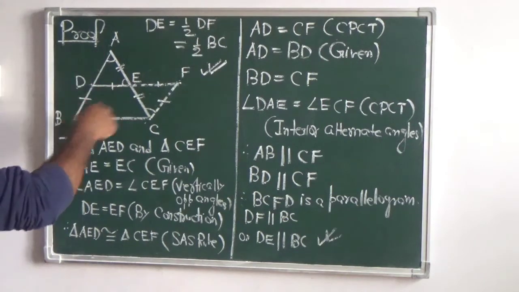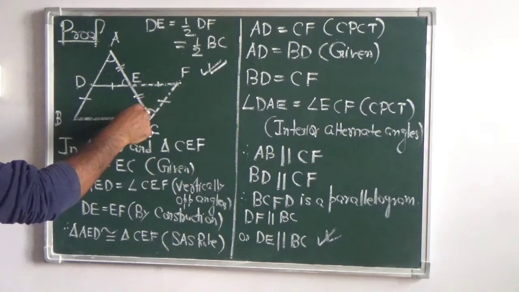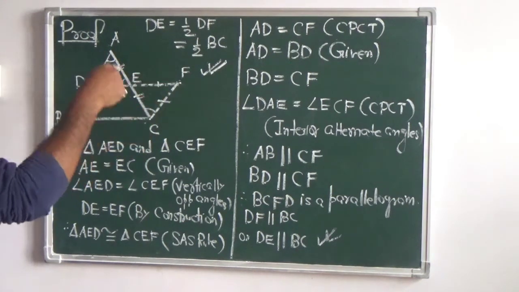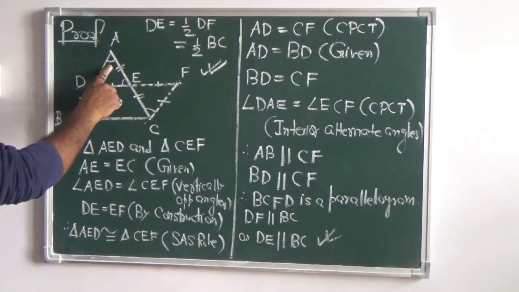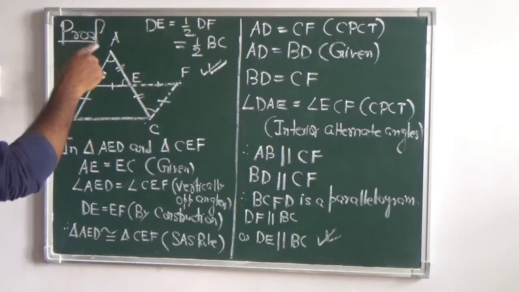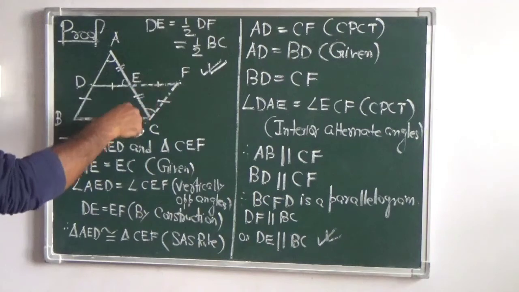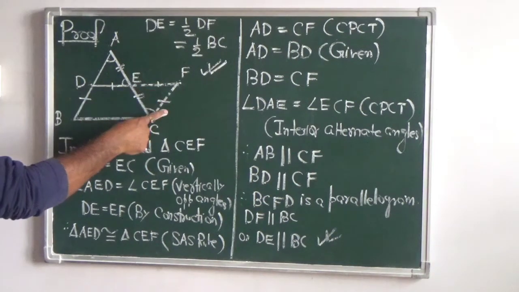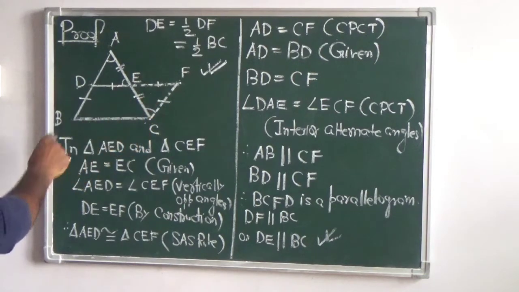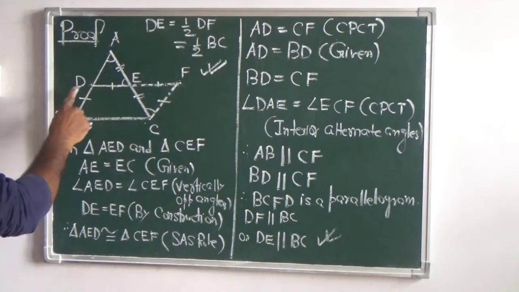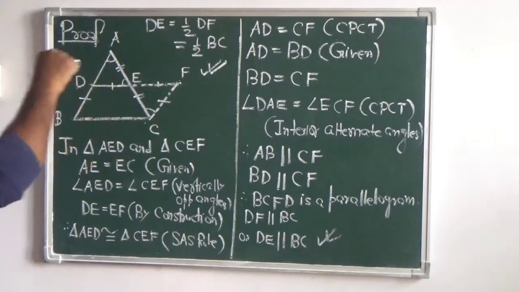And if you consider these two lines and these two angles are equal, then we can say that this line and this line are parallel because these are interior alternate angles. So now that AB is parallel to CF, we can say BD is parallel to CF. And if BD is parallel to CF and BD is equal to CF, then this is a parallelogram.